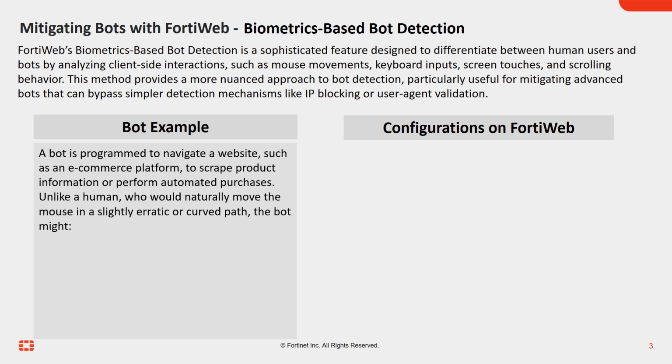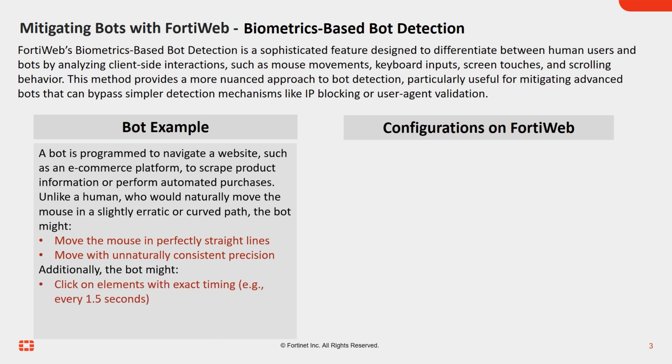Unlike a human, who would naturally move the mouse in a slightly erratic or curved path, the bot might move the mouse in perfectly straight lines or with unnaturally consistent precision. Additionally, the bot might click on elements with exact timing, for example, every 1.5 seconds, or scroll through pages at a constant speed without any pauses or variations.